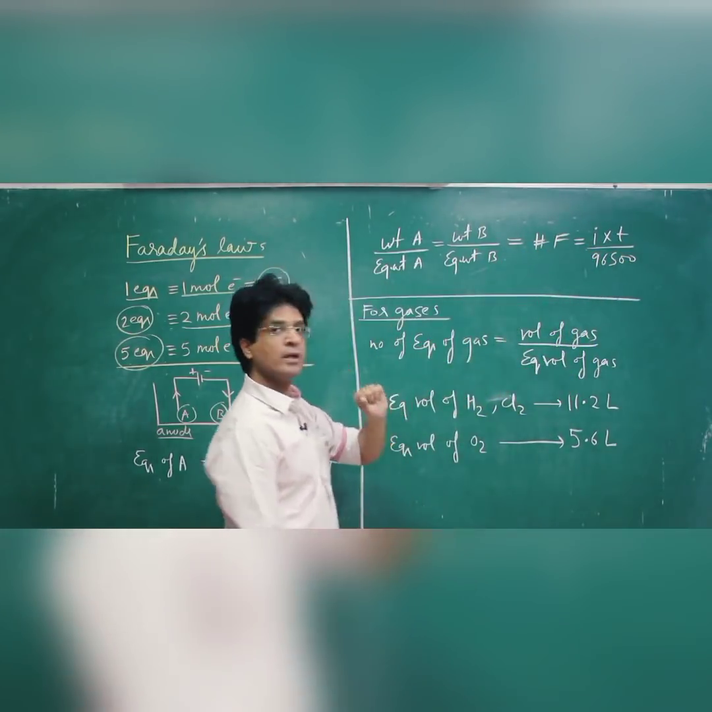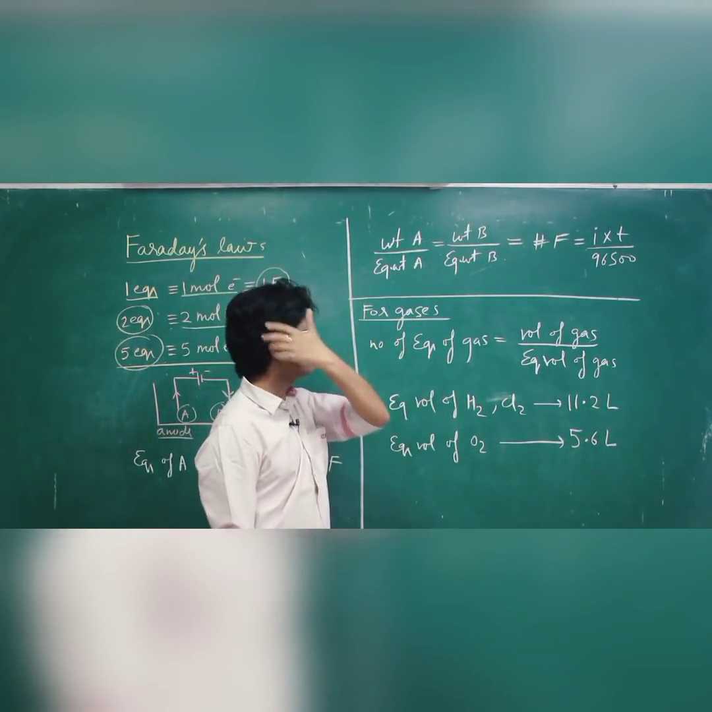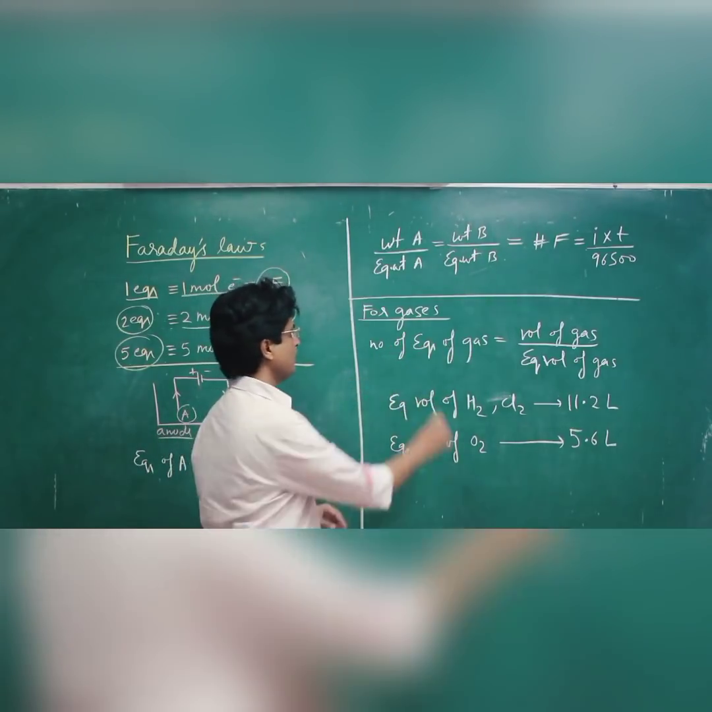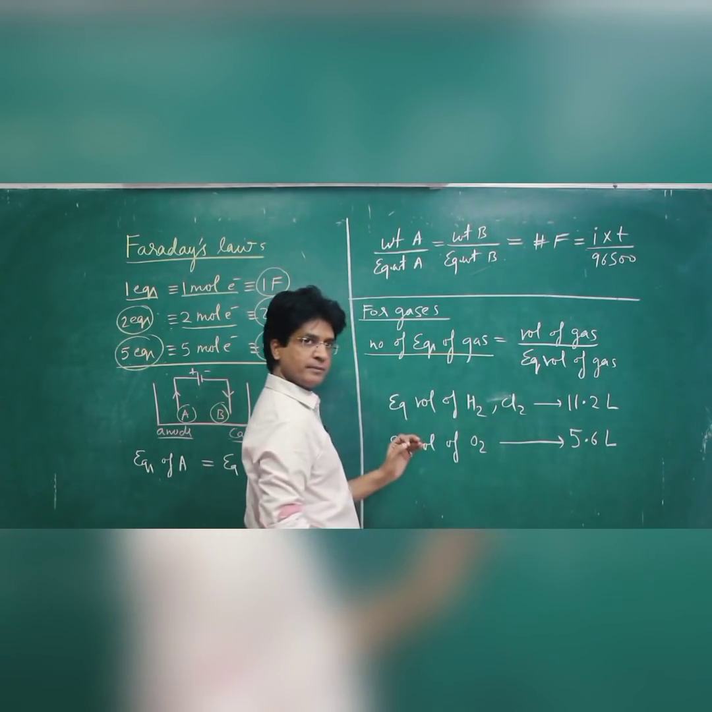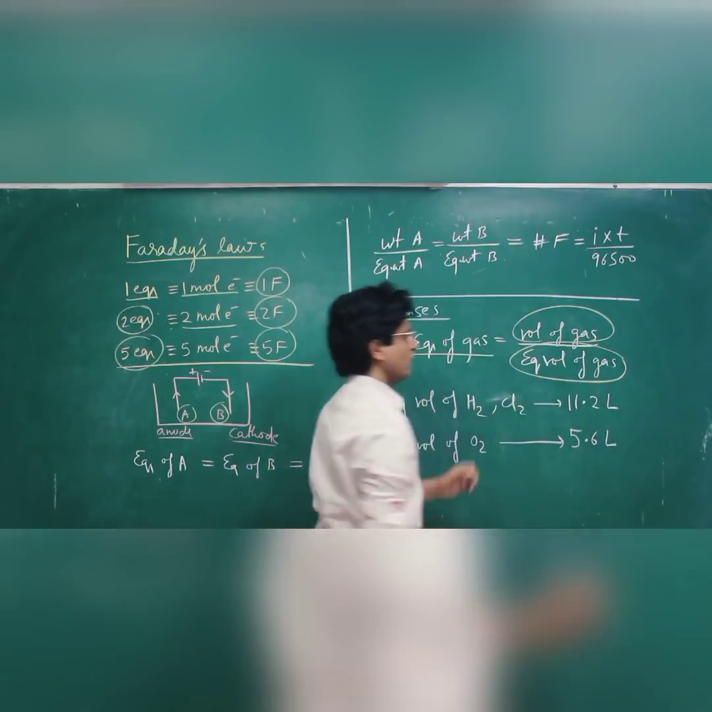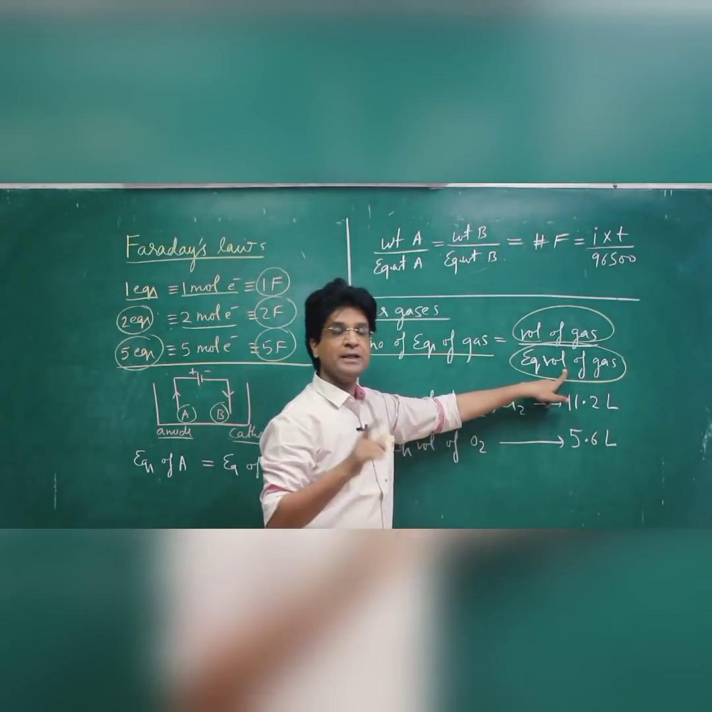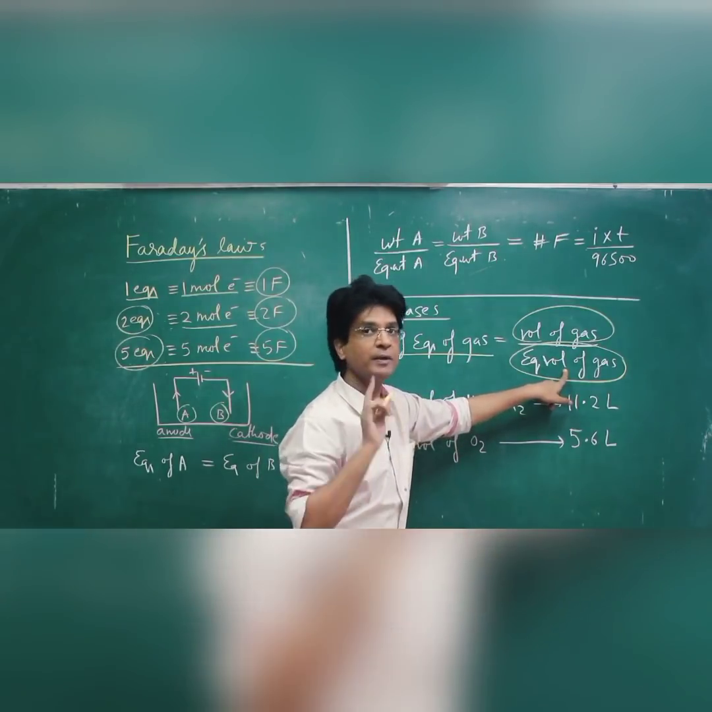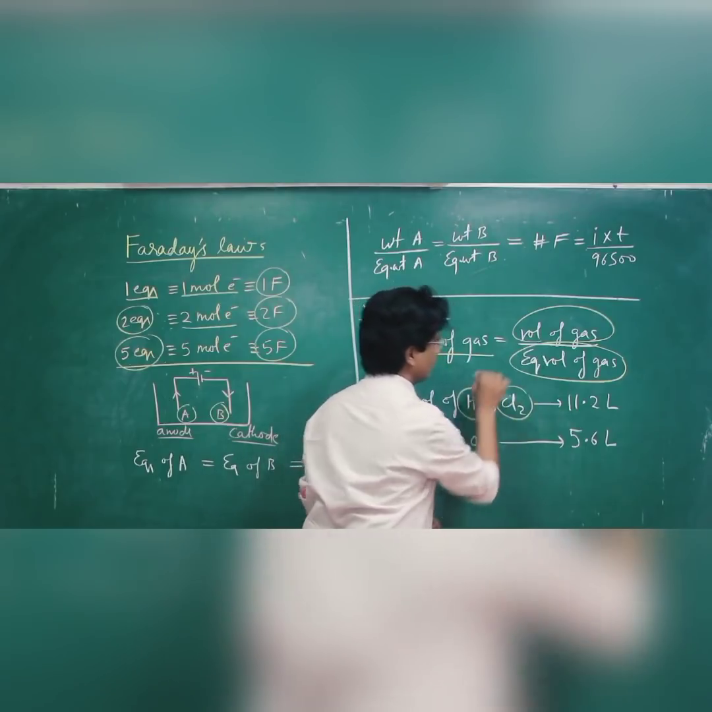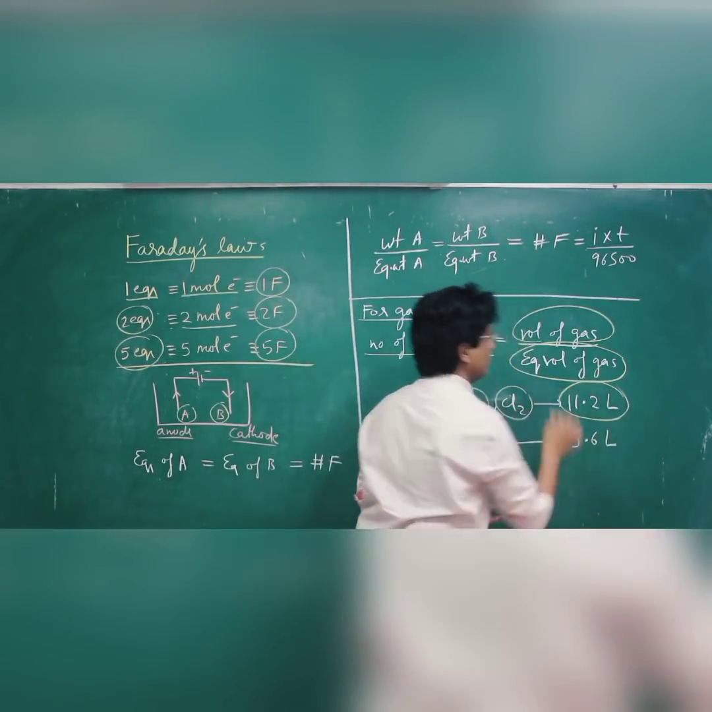You all know this. Now I have a simple trick for gases, because many times while doing the questions on electrolysis, we find some gases are evolved. So for them, number of equivalent of gases is equal to volume of the gas evolved upon equivalent volume of the gas. Now what is the equivalent volume of the gas? It is the volume occupied by the equivalent weight of the gas at STP. Now equivalent volume of hydrogen and Cl2, where the valency factor is 2, is 11.2 liter.